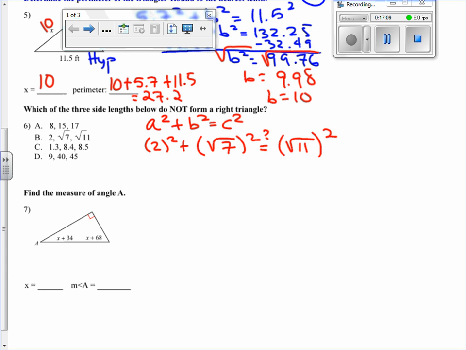Now, first of all, we know this is 4. When you're squaring something, that means the square root of 7 times the square root of 7. Well, we know the shortcut for that. The square root of 7 times the square root of 7 is just 7, right? If you type that into the calculator, it would have given you 7 as well. Is this true or false? That's true. We're looking for which one does not form a right triangle. All of them work except for C. I mean D, sorry.